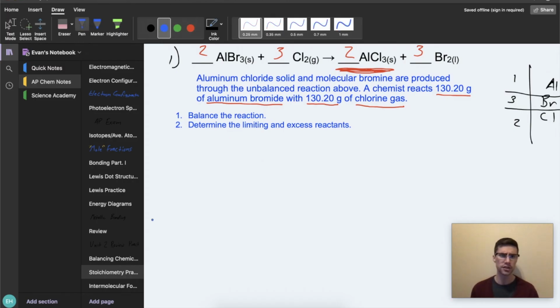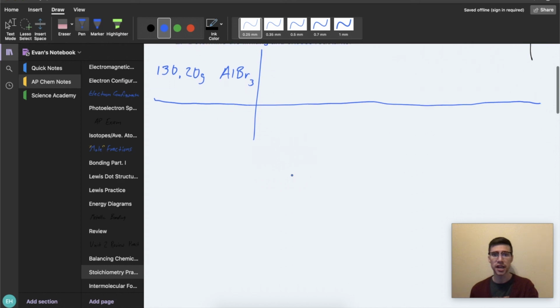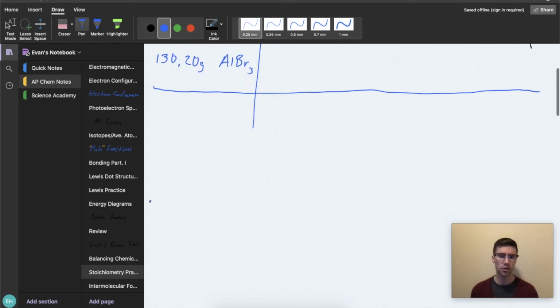So the way that we would solve for this is I would set up a stoichiometry for both of these things. So we know we're starting with 130.20 grams of the aluminum bromide, so AlBr3. That's going to set up our first stoichiometry, and we'll tackle that in a minute. We're also going to need to set up a second one because we also know we started this problem with 130.20 grams of our chlorine gas. And again, we'll do that later on.